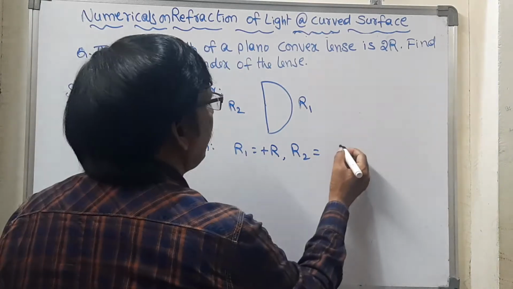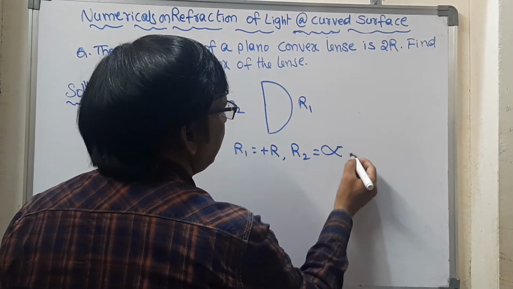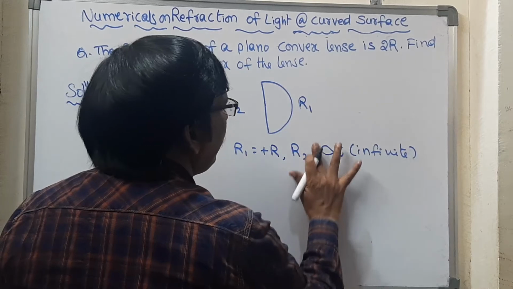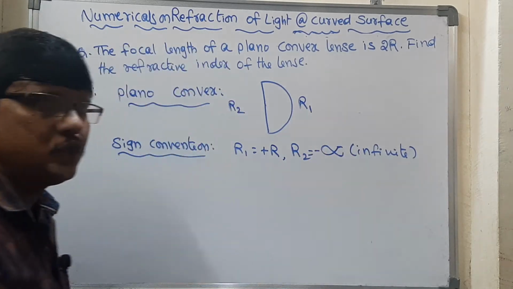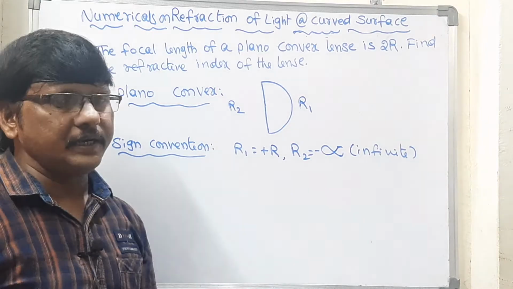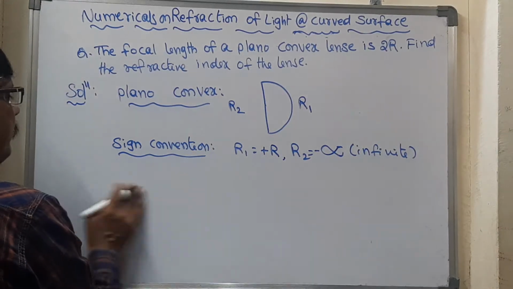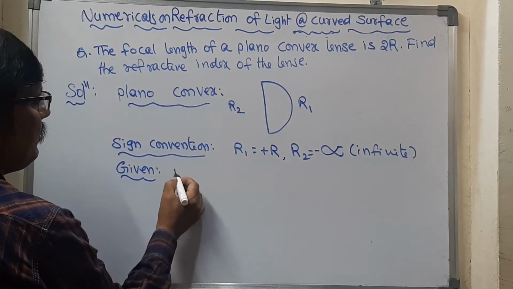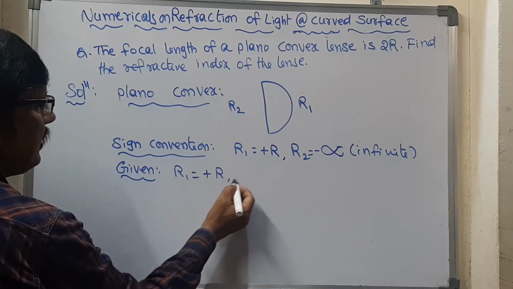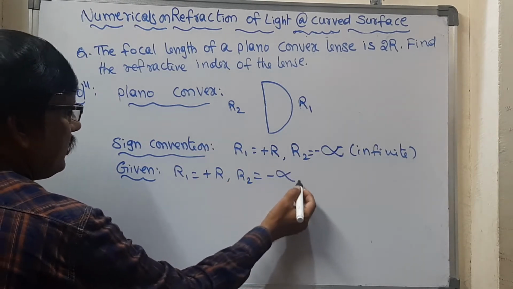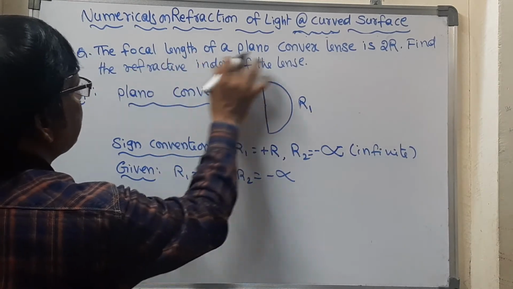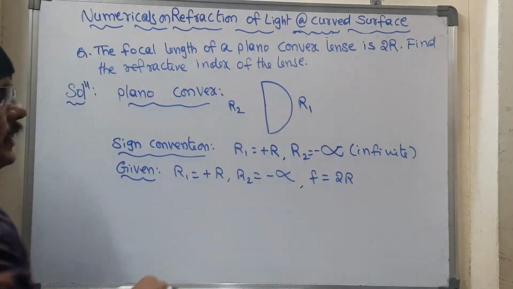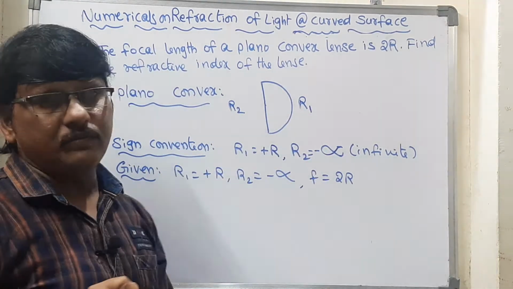And so then what will happen? R2 is equal to infinite. Anyhow, according to the sign convention, that should be taken negative. There is no meaning in that, but let us write the negative sign. And here what is the data given to us? R1 is equal to plus R, and R2 is equal to minus infinity, plano convex, and apart from that the focal length F is equal to 2R. For convex lens, focal length is positive, and so F is equal to 2R we will consider.